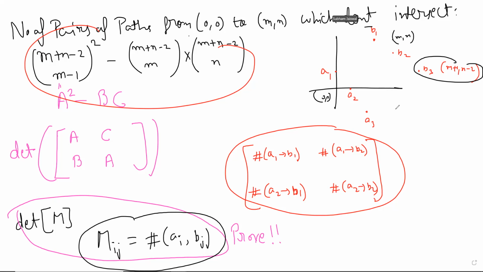No, but the point is that for 0, 0 to m, comma n, the problem is not good, because that's not a good problem. The real problem was from 0, 1 to m, comma n minus 1 and 1, 0 to m, comma n minus 1. That was the real problem that we solved. Do you agree? All of us agree, right? And that is the more pure version which we can generalize.